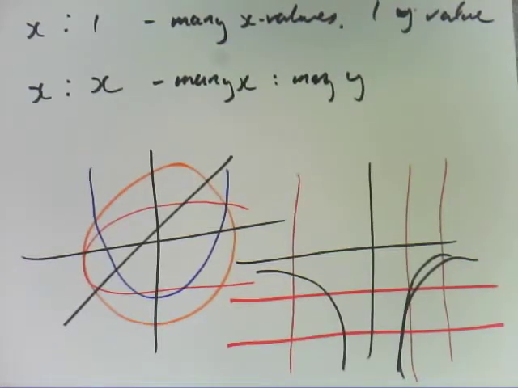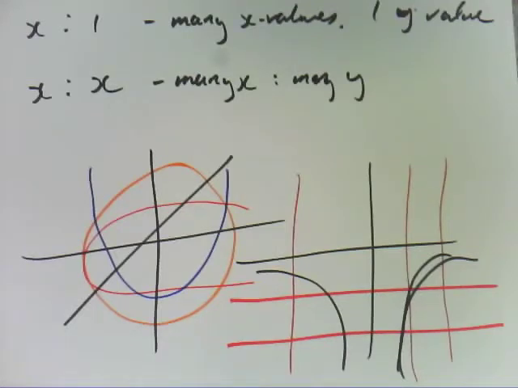Yeah, there's only one y, but there's many x's, yes. The vertical line actually tests the y, it's the other way around. Vertical line actually tests how many y values you get. Okay, that's where I got confused.